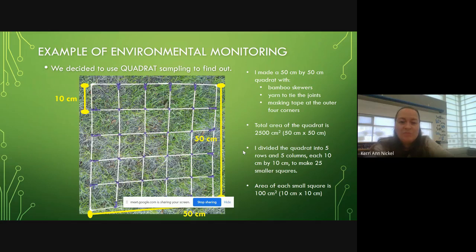Sometimes you can just have an open quadrat, so you would just have the outer square with no grid in between. That would be good for comparing the number of different species if you're not as concerned about percent coverage. So different quadrats are useful for different kinds of studies. We decided to use this one so we could actually get a count, a number, so that we could calculate some percent cover.